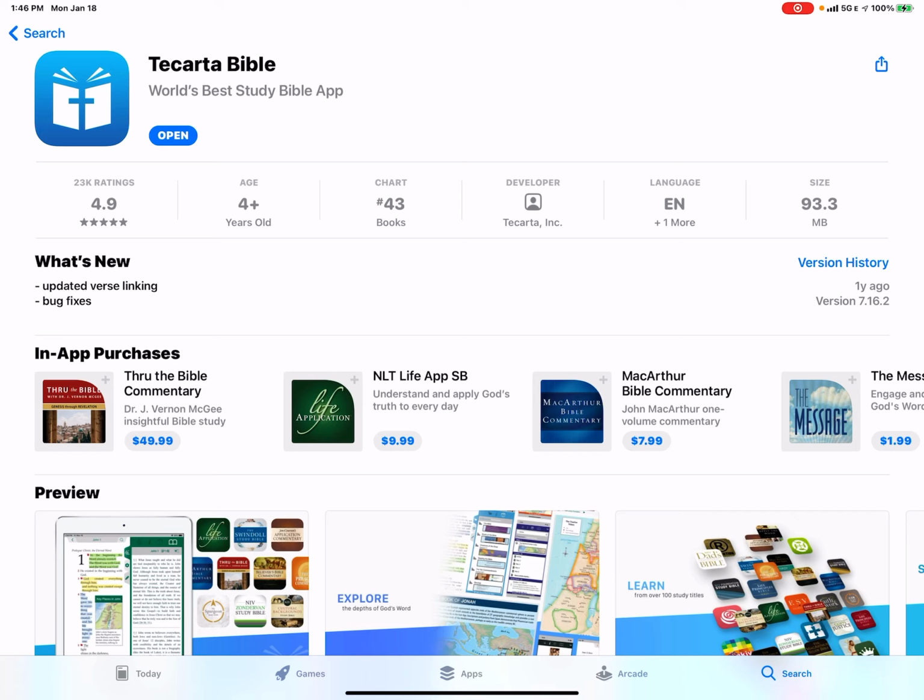Today, let's take a quick look at the Tecarta Bible app.